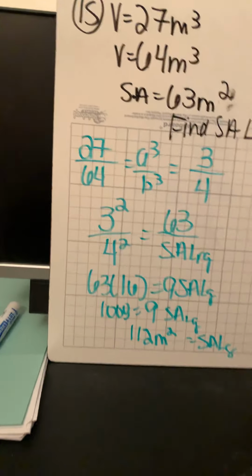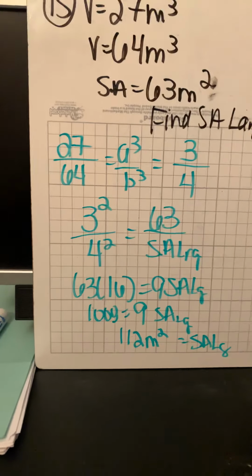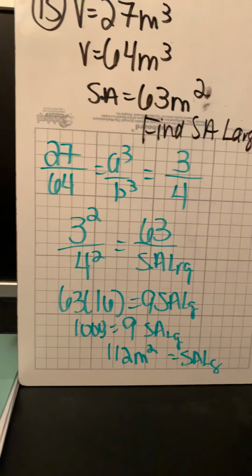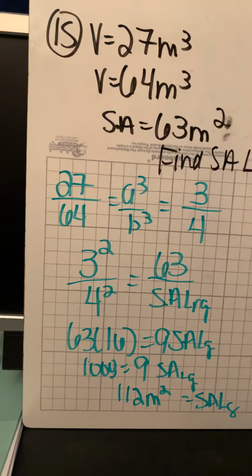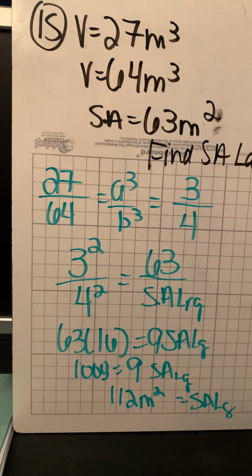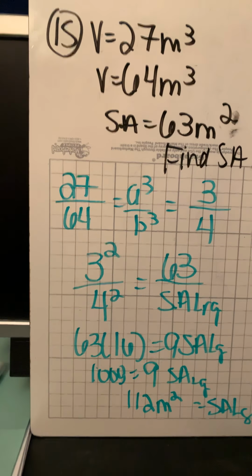Okay, pretty easy assignment, easy to go through. Again, don't make it difficult, not a bad assignment at all. So there it is, perimeters, areas, and volumes of similar figures.